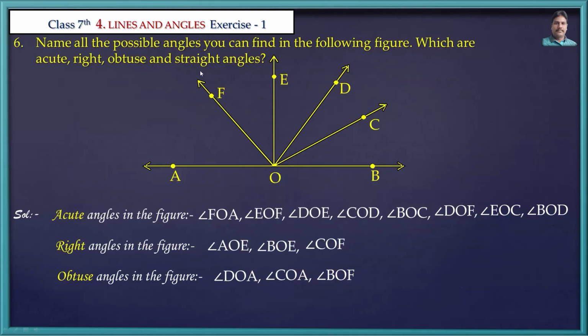Next, straight angle in the figure. There is only one straight angle, that is angle BOA. This is the straight angle. These are all the possible angles in the given figure.